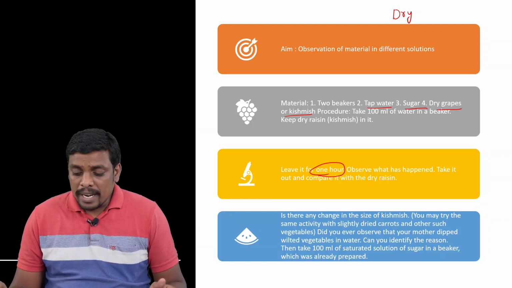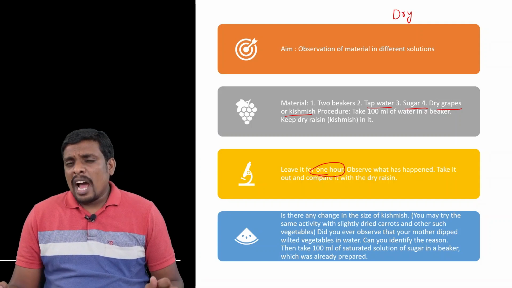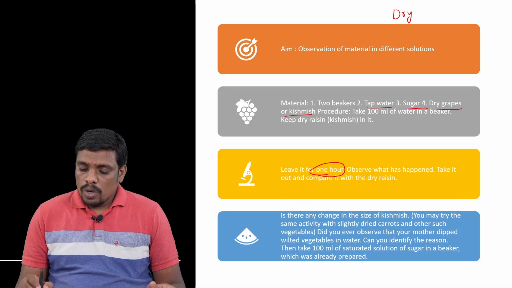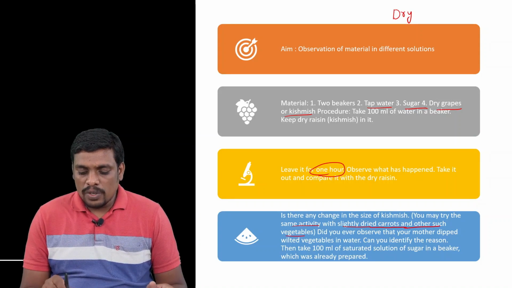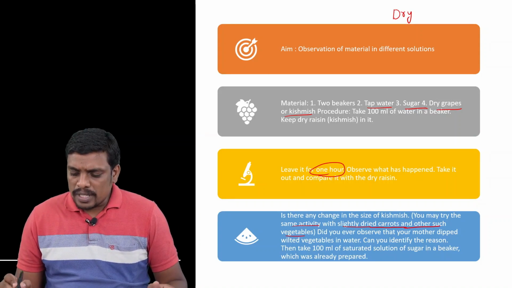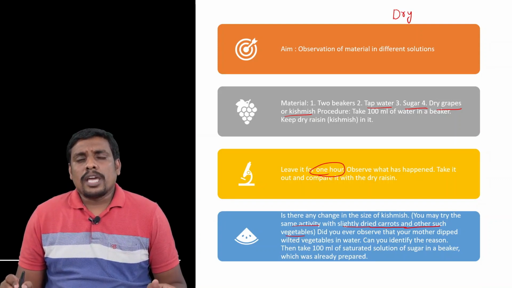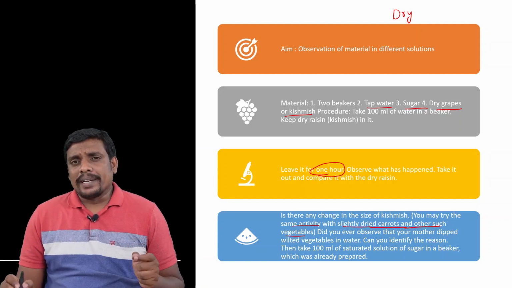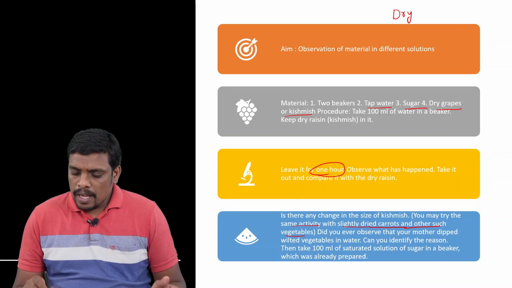Take it out and compare with the dry raisin. Now, if you compare, do you find any difference between the exact dry raisin and the dry raisin which was kept in the water? You may try the same activity with sliced dried carrots and other such vegetables. Did you ever observe that your mother dipped wilted vegetables in water? Why does mother keep the wilted vegetables in water? Have you ever seen, while mother is cooking curry, she keeps the vegetables inside the water? What is the reason? Can you identify the reason?